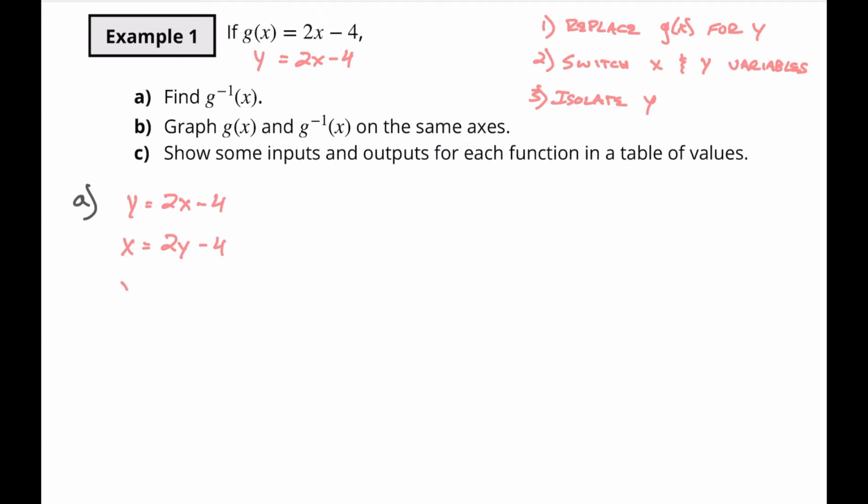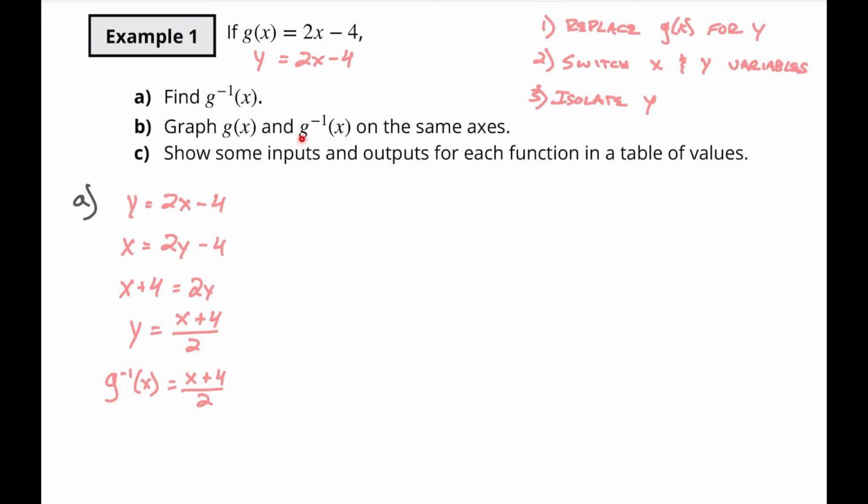And so I'm going to take x plus 4 equals 2y, divide both sides by 2, and I get x plus 4 divided by 2. This is considered the inverse function of g of x. So I can write it like this.